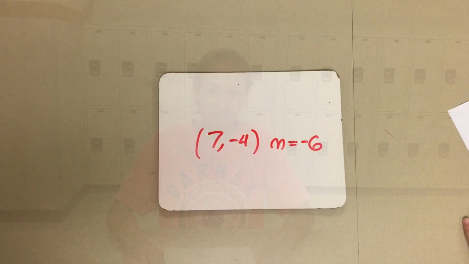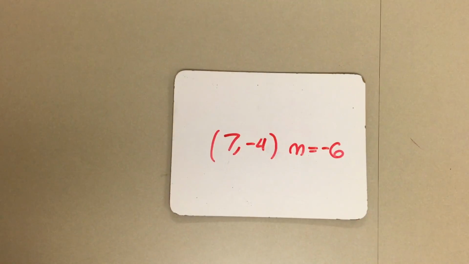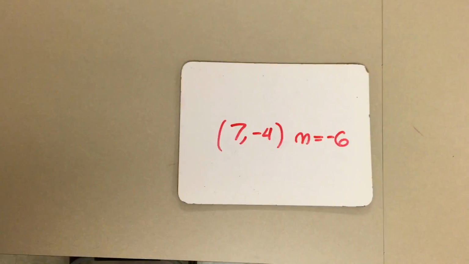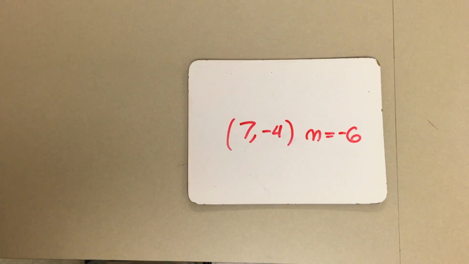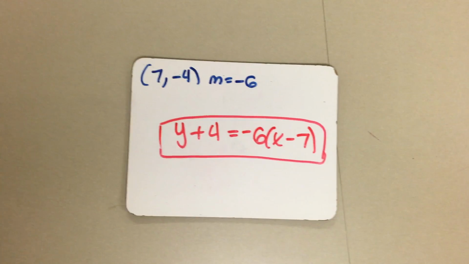Now it's time for a double or nothing round. In this round, if you get a question correct, then you get 2,000 points. If you get it wrong, you don't lose any. Let's get started. The last and final round is a speed round to see if you really do know your algebra. Your first equation is 7, -4 is your coordinate, and m equals -6. Now put it in point slope form.